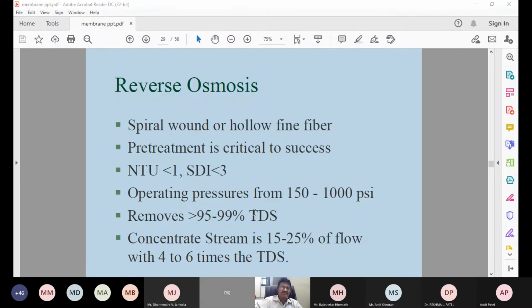So I was saying that if you use this RO system in our domestic water where river water is coming, you will get around zero TDS, and zero TDS water is not good for health. So you should not generally use an RO system for river water where the TDS is very low.